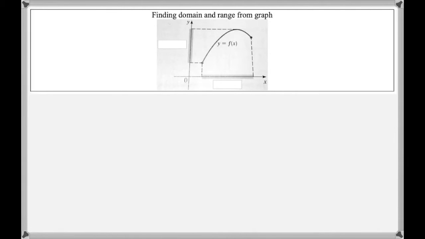Next, we're going to look at finding the domain and range from a graph. So the domain is the x values. So you're looking at how far left and how far right does the graph go. The range is the y values, and you're looking at how high does the function go and how low does the function go.